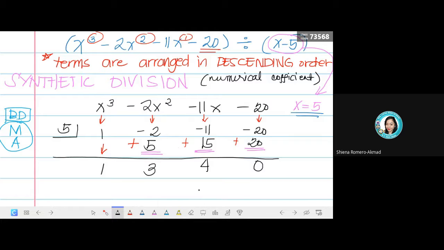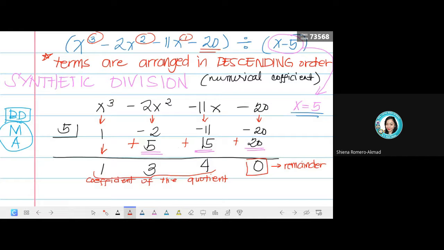So, tingnan natin kung magiging pareho yung sagot natin, ha? Pero you have to remember na yung huling number na nakita nyo rito, which is 0, yan po yung remainder. Yung pinakahuli. And yung mga nakita mong numbers dito, sa unahan nung 0, itong 1, 3, tsaka 4, is the coefficient of the quotient. Paano ginagawa yung quotient out of these numbers only?